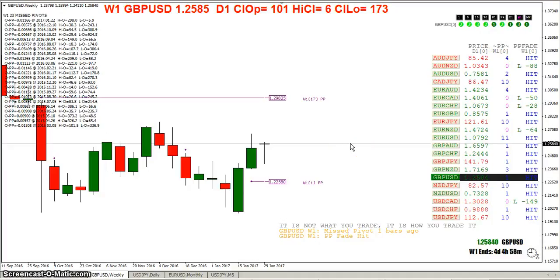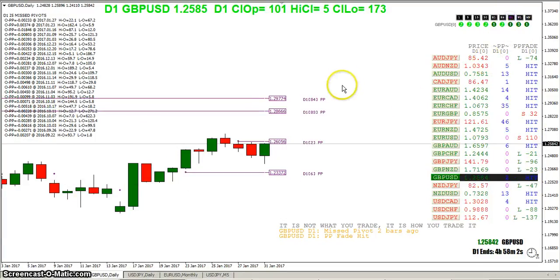It tells you which ones were hit, which ones are still open. So, for example, if you go back to the daily at the start of the day, you can pull this up, and these will all be open, and you can see how many open pivots there are, and you can just start trading from there.